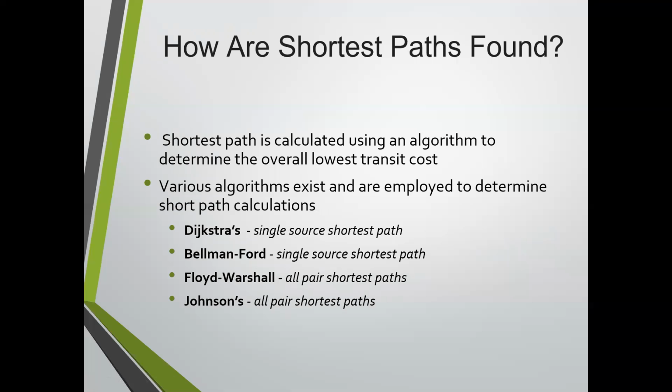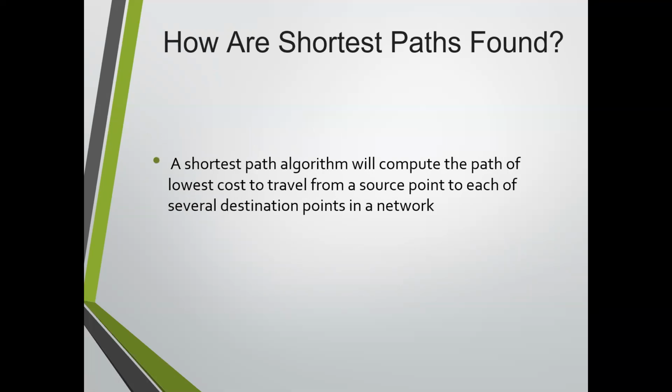So what you're doing is you're applying a model to all this information, keying the information in, and then it basically just spits out your answer. What the shortest path algorithm will do is compute your path of lowest cost to travel from a source point to each of several destination points or a single one within a network. And again, it depends on what you're calling your criteria. Is distance the criteria? Is time the criteria? Is no left turns the criteria? Or is it a combination of those? So you key all that into the algorithm, basically let it run, and it'll find that information.